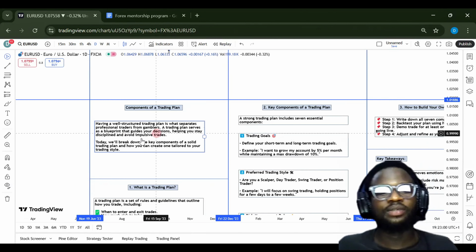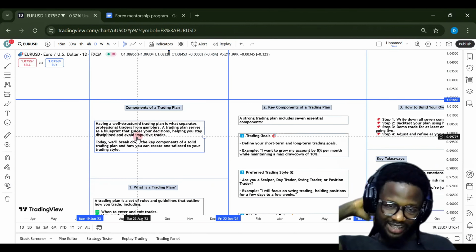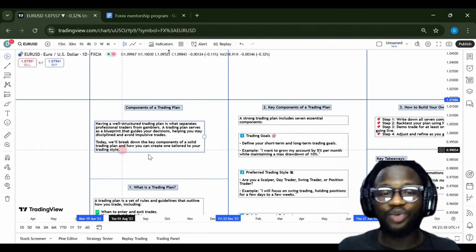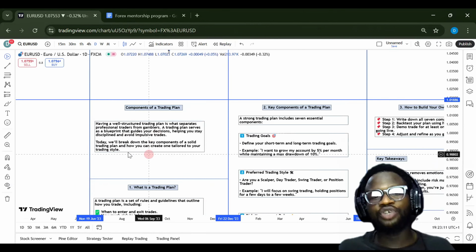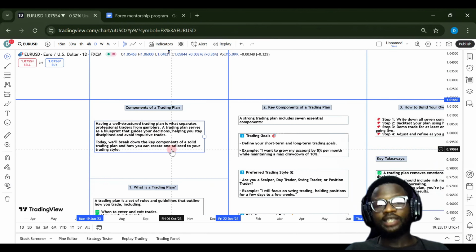But this awareness helps you to psychologically be in place when things are not adding up for you as a beginner. So today we'll break down the key components of a solid trading plan and how you can create one for yourself that is tailored to your trading style.